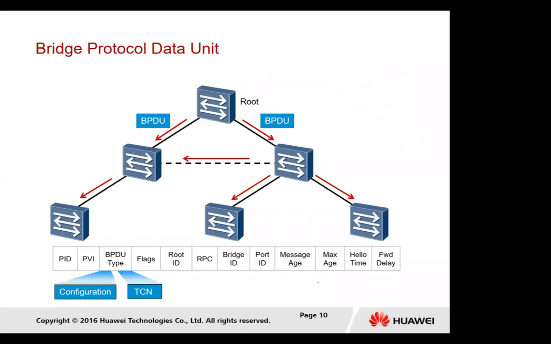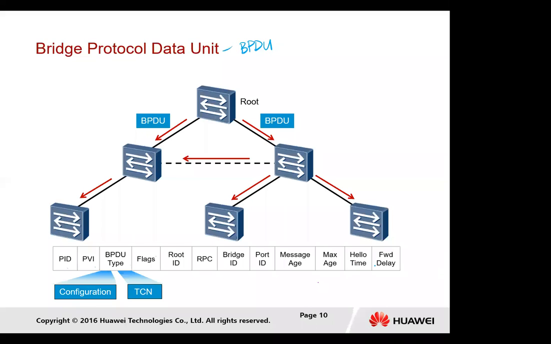Next, how are they going to exchange the bridge ID among the switches? They're based on the BPDU. Based on the BPDU, the switches identify who they are and how they negotiate between them. What is inside the BPDU? Below here, it shows the PVID, the version, the type of the BPDU, flag, root ID, RPC, bridge ID, and port ID, maximum aging, hello time, and the forward delay.